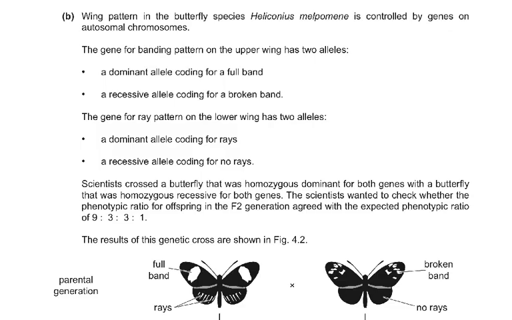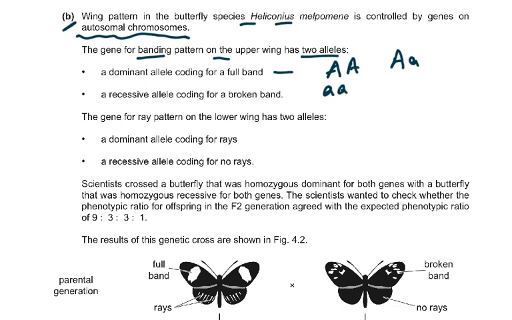Part B of the question is again a genetics question, from the inherited change chapter. Wing pattern in the butterfly species Heliconius melpomene is controlled by genes on the autosomal chromosomes, so it's not sex-linked. The gene for banding pattern on the upper wing has two alleles: a dominant allele coding for a full band, so this would be AA or Aa, and a recessive allele for a broken band, so this would be aa.